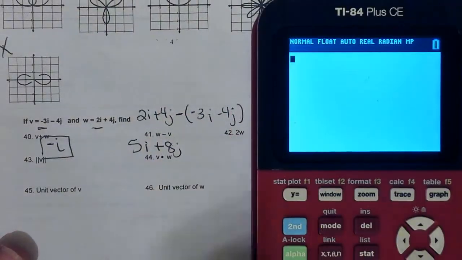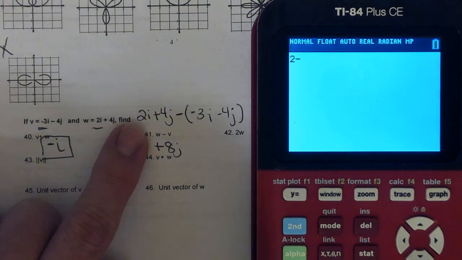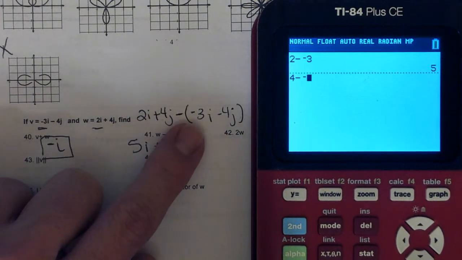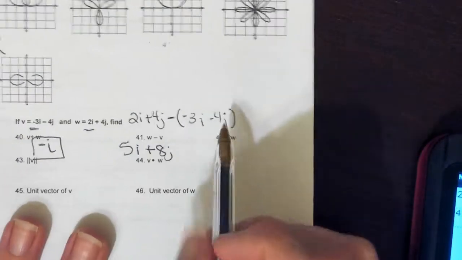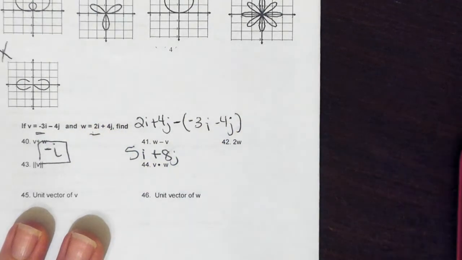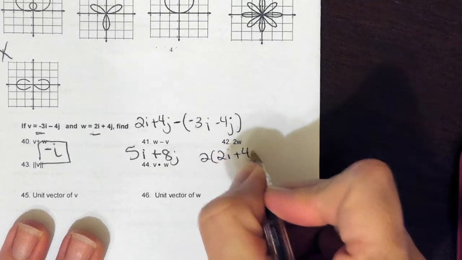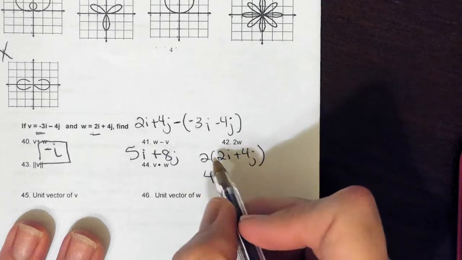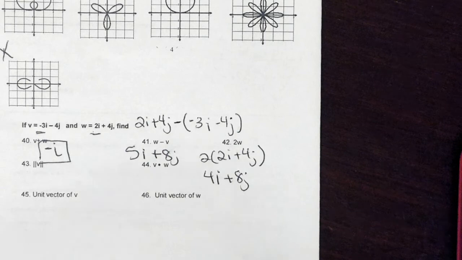And if you forget, you can add the coefficients in your calculator. So just add the 2 minus negative 3, and you'll see it pops out 5. And then you're going to have 4 minus a negative 4, and you'll see it pops out 8. Don't add the i's and j's in there, just the coefficients of vectors. 42 wants me to take my w vector and multiply everything by 2. So you're going to say 2 times 2i plus 4j, and you're just going to distribute. So 2 times 2 is 4, so you have 4i. 2 times 4 is 8, so we have 8j.